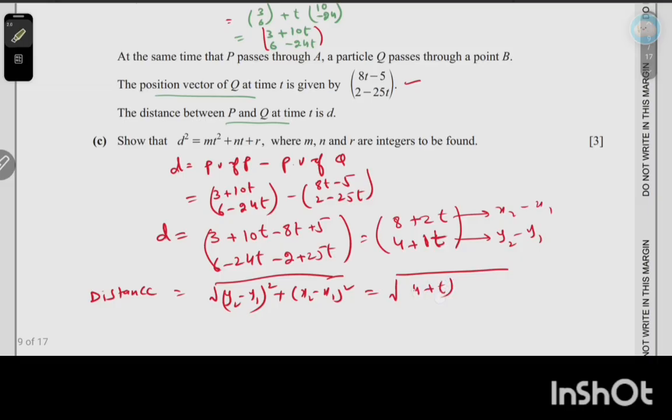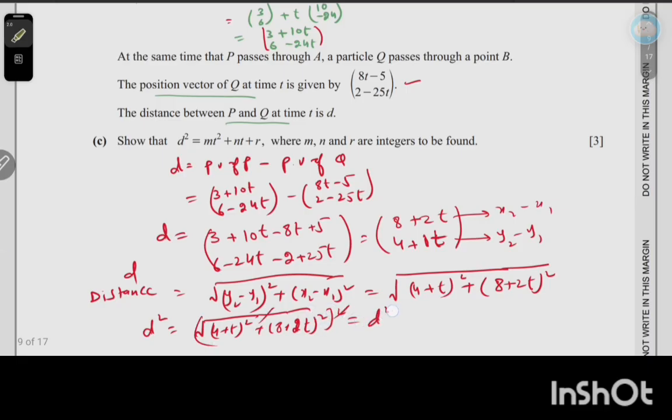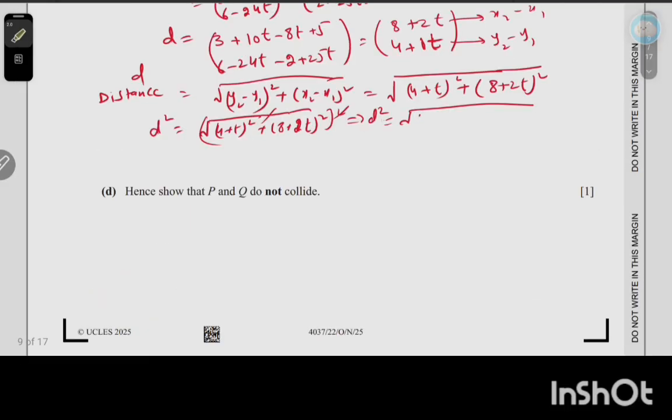So (4 plus t) squared plus (8 plus 2t) squared, and we have to simplify that by just opening the squares and solving. The square root and square will cancel each other, so for d squared we get the answer: 16 plus t squared plus 8t, plus 64 plus 4t squared plus 32t.